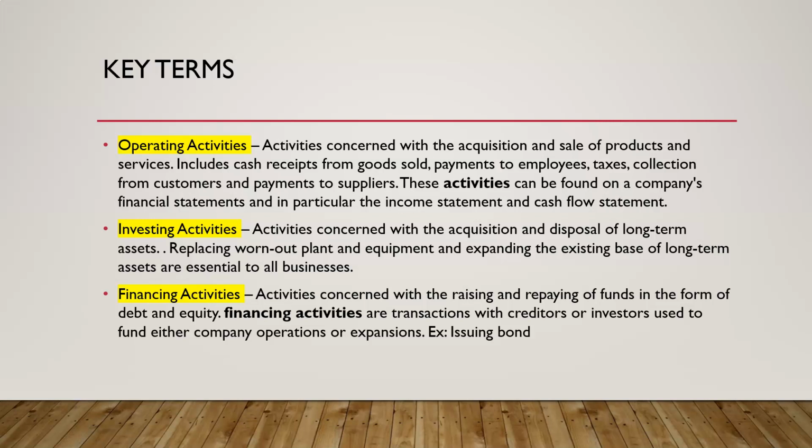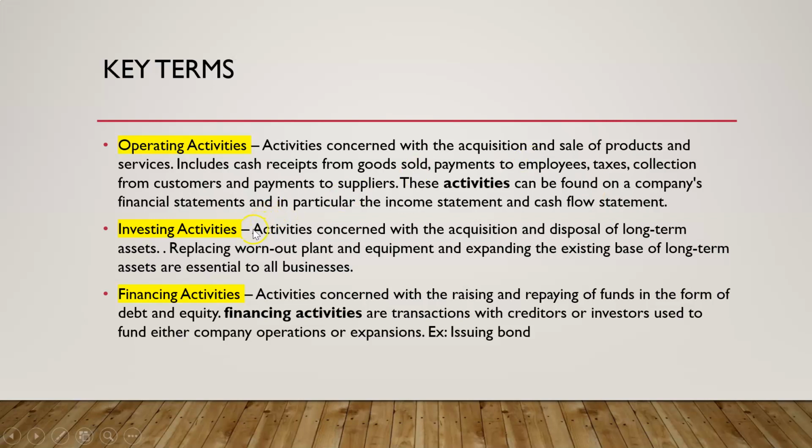So some of the key terms that we need to know for this problem. First of all, operating activities. So operating activities are activities concerned with the acquisition and sale of products and services. Includes cash receipts from goods sold, payments to employees, taxes, collection from customers, and payment to suppliers. These activities can be found on a company's financial statements and in particular the income statement and cash flow statement. So all the activities that are related with the selling or buying of goods is called operating activities.